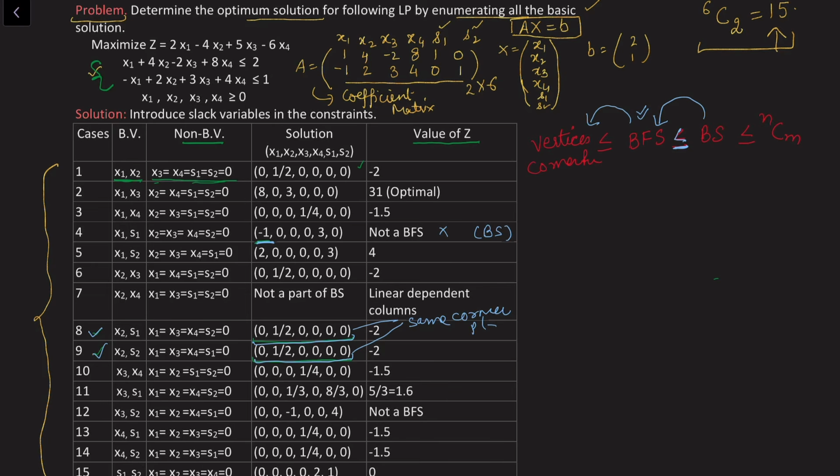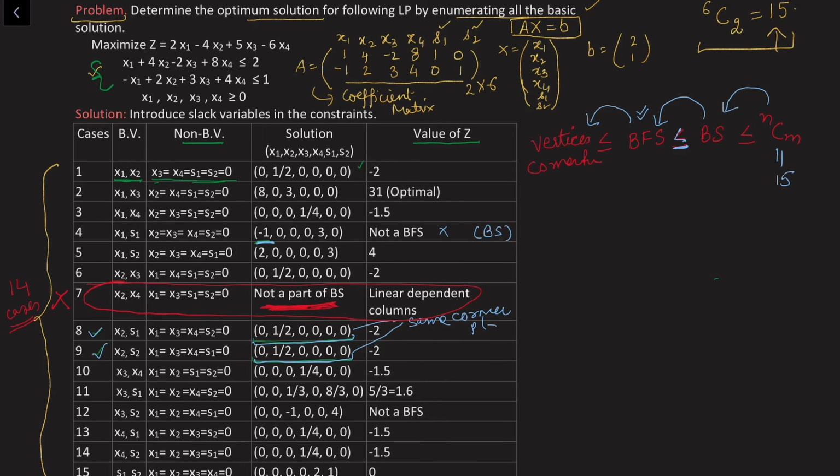And now let's look at this case. We have started from 15 cases in this question, but we notice carefully this part, x2, x4. This is not a part of the basic solution. I have to exclude this. So this is not a part of the basic solution. Effectively, I have only made 14 cases. Now look at why I have written this as not a part of the basic solution.